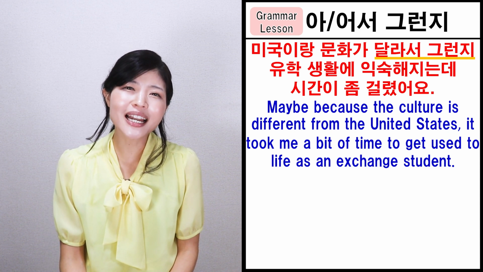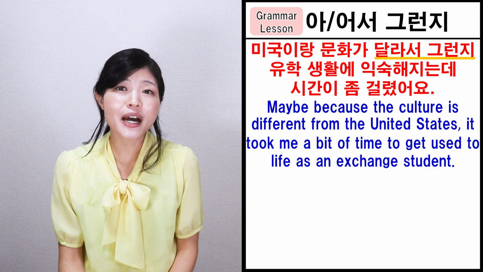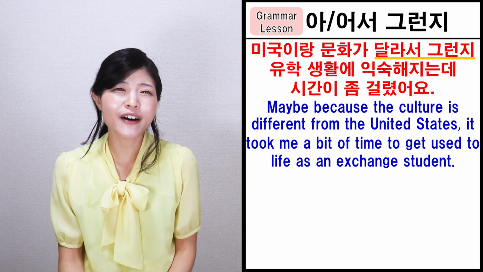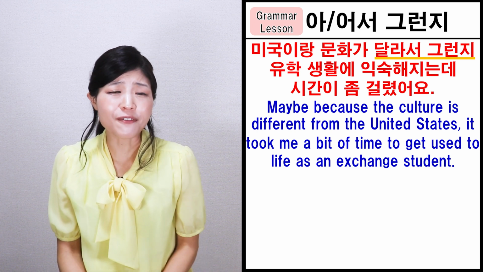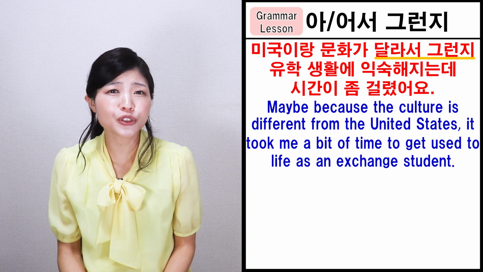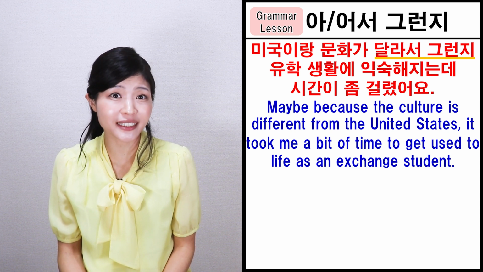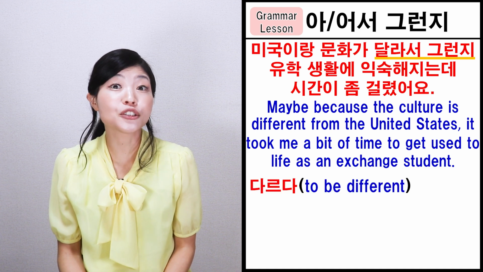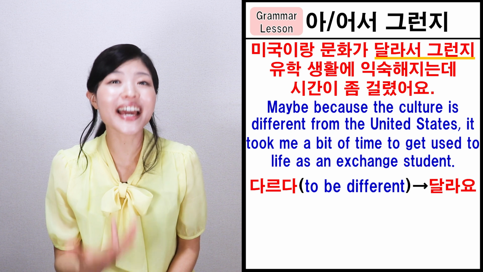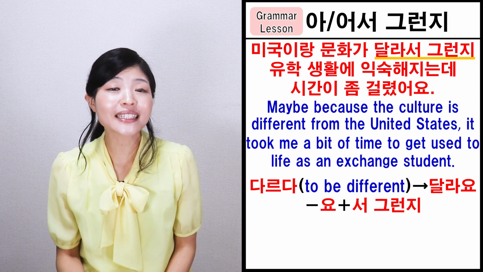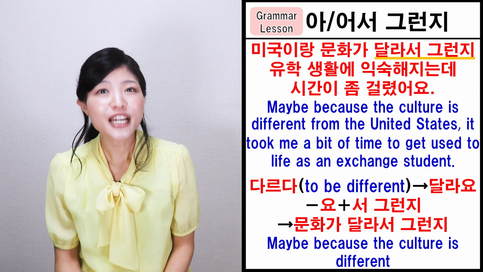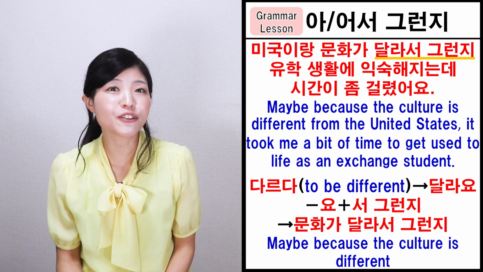Next, let's look at an example sentence for an adjective. 미국이랑 문화가 달라서 그런지 유학 생활에 익숙해지는데 시간이 좀 걸렸어요. Maybe because the culture is different from the United States, it took me a bit of time to get used to life as an exchange student. Here, 다르다 is to be different. The yo form of 다르다 is 달라요. So you remove yo and attach 서 그런지 to make 문화가 달라서 그런지. Maybe because the culture is different.